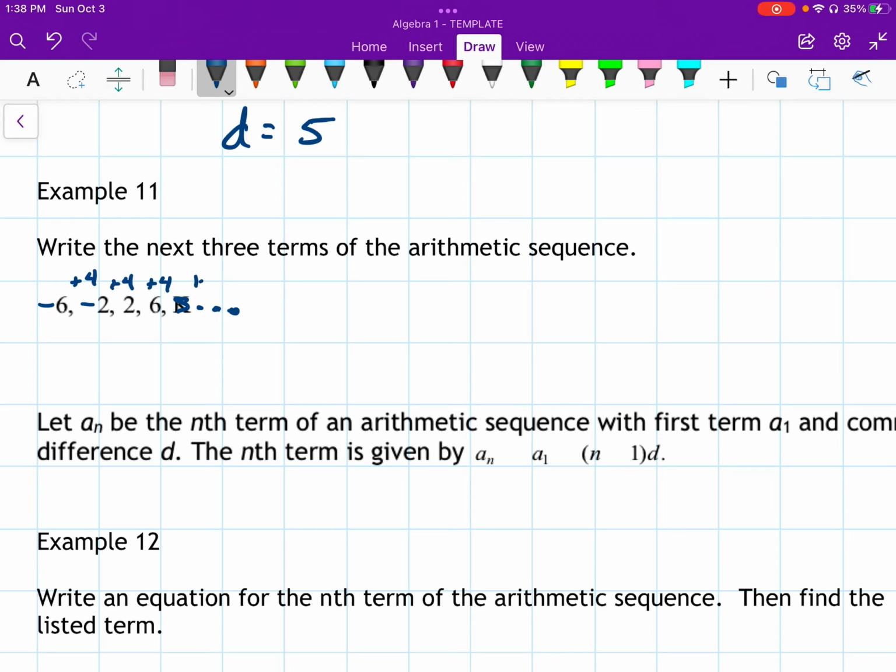So if we add 4 again, we would get to 10. Plus 4 is 14. Plus 4 is 18. So 10, 14, and 18 would be the next three terms of that arithmetic sequence.